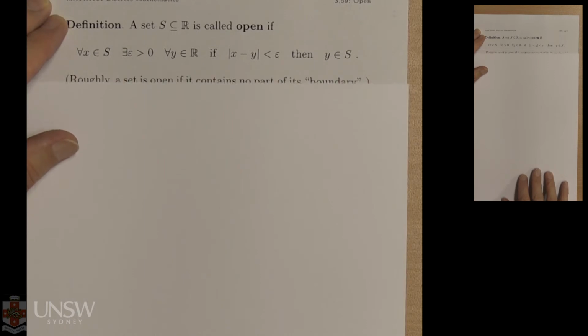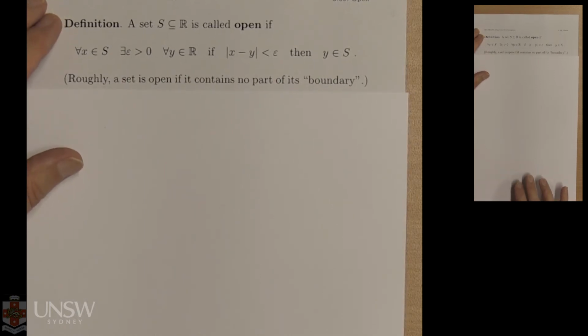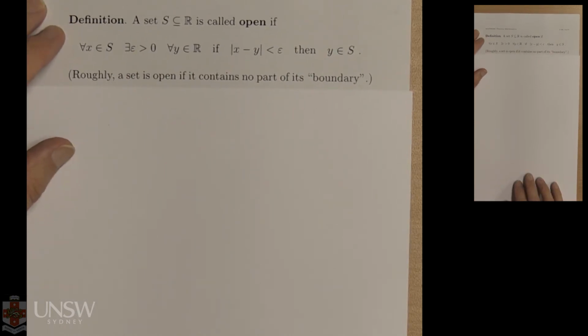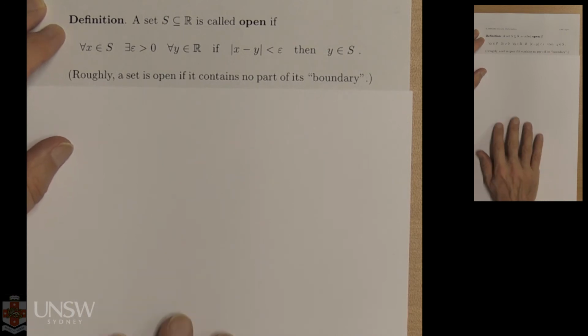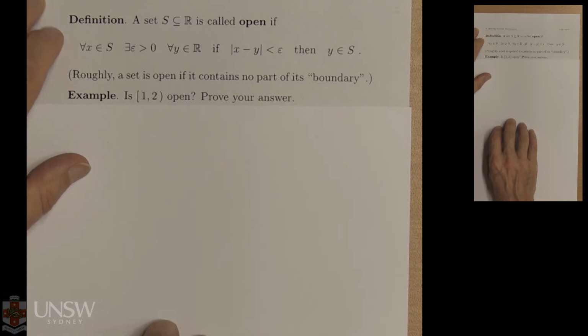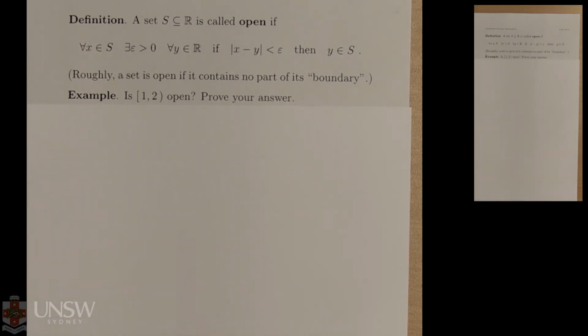The idea is that a set is open if it contains no part of its boundary. We can make that more precise in more advanced work, but let's just draw some pictures and see if we can work out what this means. And the example I'm going to ask is the following. Is the set of numbers from 1 to 2, where 1 is included and 2 is not, is that open? And as always, of course, prove your answer.